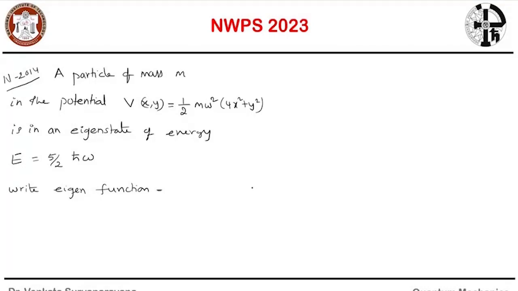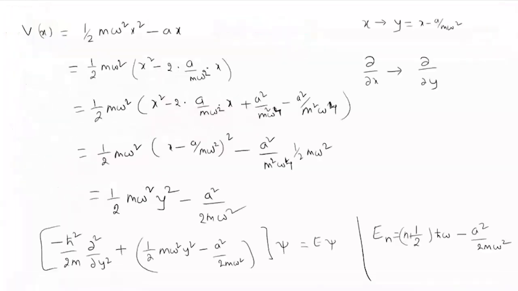Sir, that is x minus a by m omega. So that is only origin shifting, no? Yeah. Okay, sir. It's only origin shifting. But the question is, when you have this kind of a constant shift, what happens to energies? That's the question. Okay.